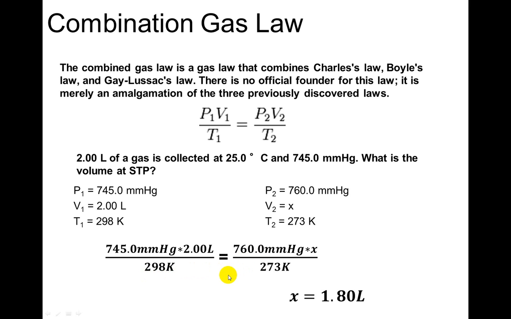Now, if you have a cheap one, like what I use, it's gotten me through all my calculus in college, I would type it in as 745.0 times 2.00 times 273. Then I would hit the divide button, and I'd say divided by 298, and then divided by 760. And then I'd hit enter, because I don't have the neat little parentheses around mine. So it depends on what kind of calculator you're using. All right, but that's going to give you 1.80 liters.